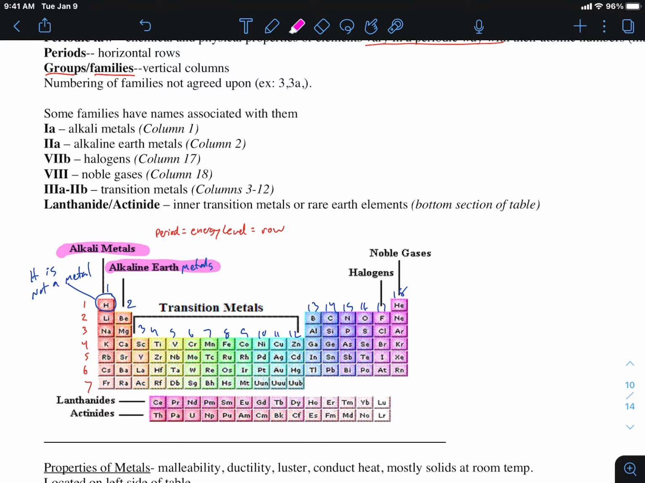Then jump all the way over to the far right. The last column, the noble gases. We've already talked about them a little bit. We've been using them for our bookends when we use our shorthand notation. So the noble gases, you should know that the noble gases don't react with anything.